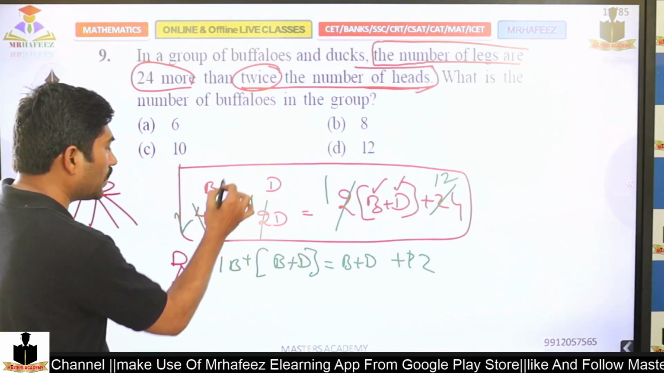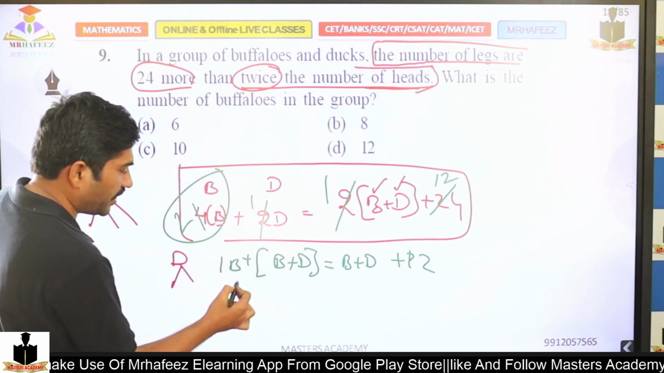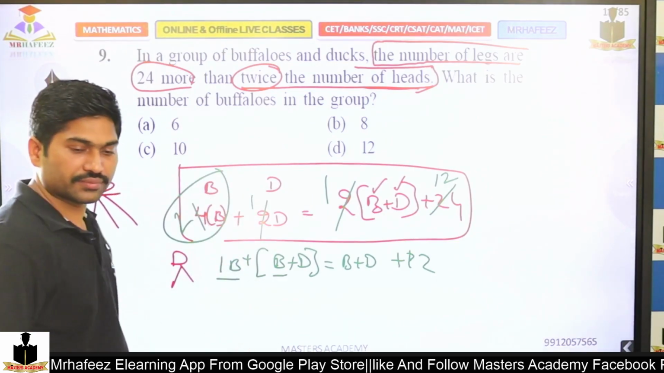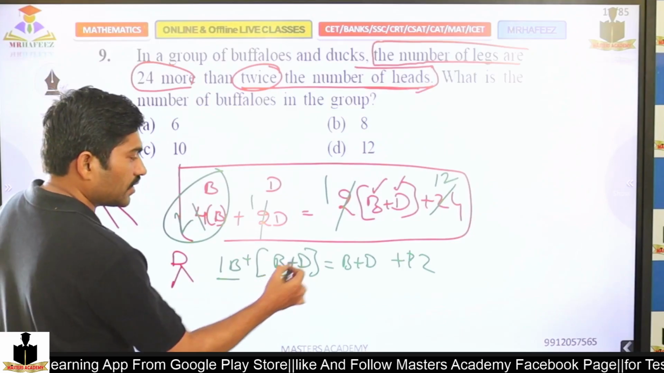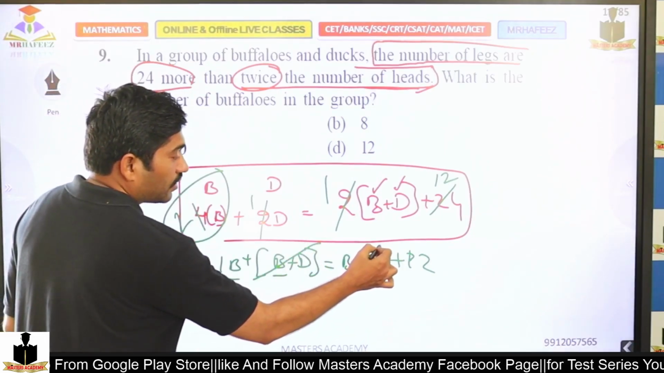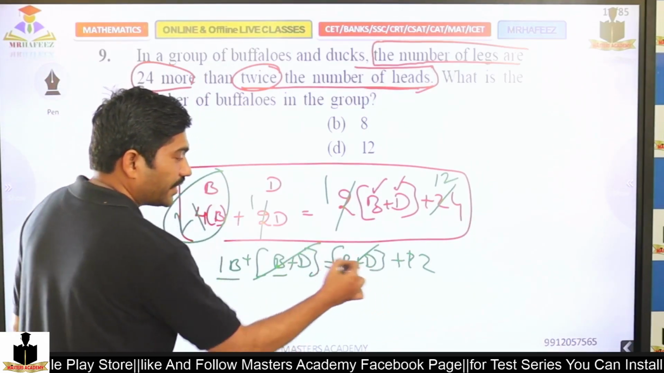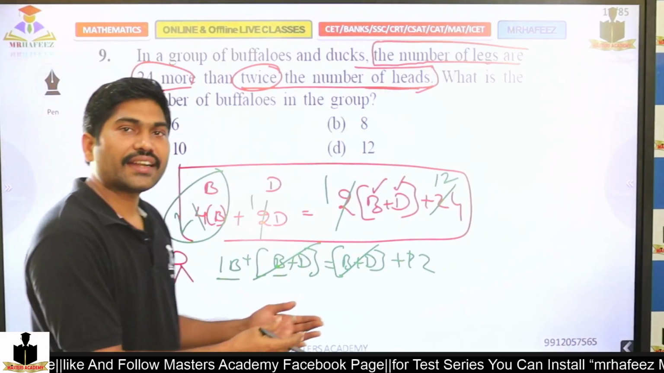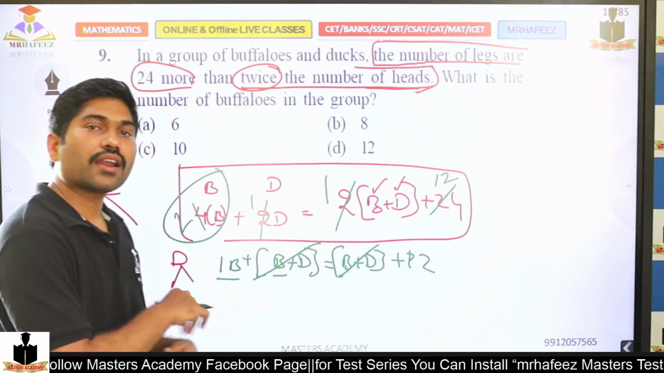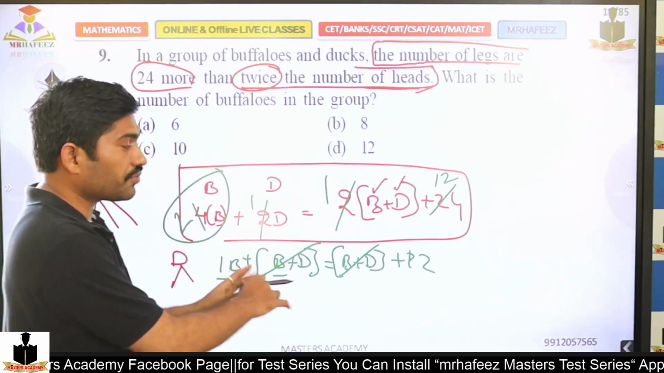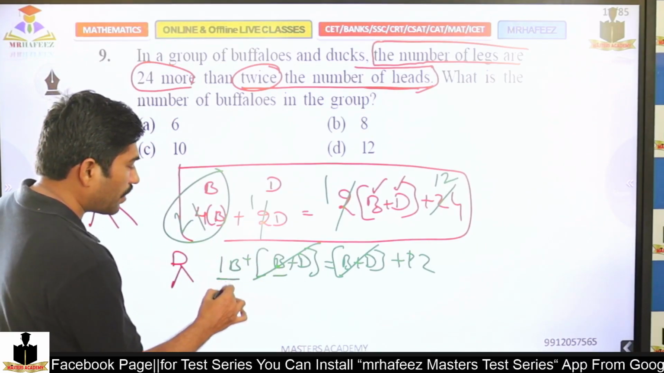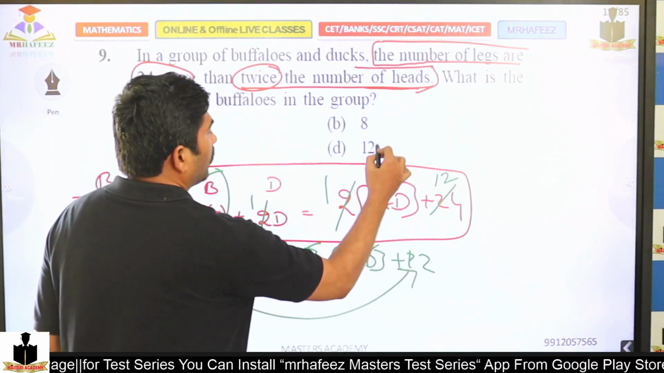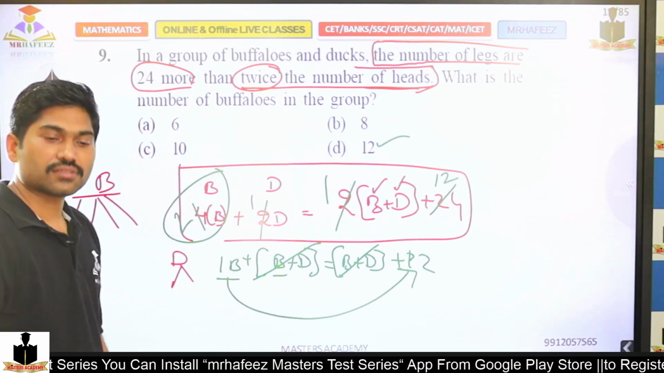The two buffaloes, I just made 1 buffalo here, 1 buffalo here. Very good. So this buffalo plus duck, this buffalo plus duck will get cancelled. Or else, if I take from the right side to the left hand side, both will get cancelled. So 1 buffalo is how many? It's 12.